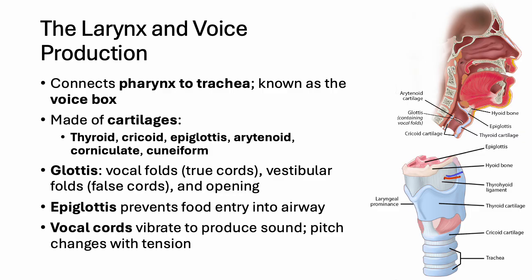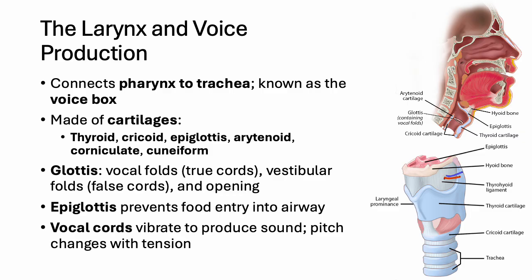Voice production. Within the larynx lies the glottis, which includes the true vocal cords or the vocal folds, which are white elastic folds that vibrate to produce sounds when air passes through them, and the vestibular folds or the false vocal cords. These are located above the true cords and play a role in resonance and protection. The space between the folds is the glottic opening where the air flows into the trachea.